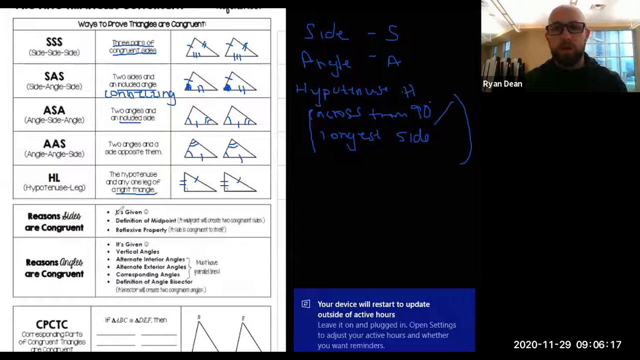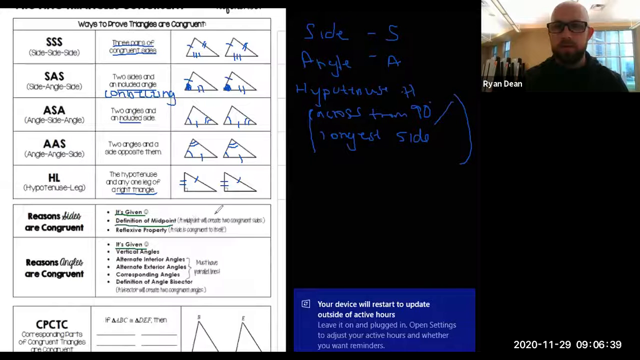Okay, the one reason that both of these share is that it could be a given statement, right? So those are the easiest ones to identify when they give it to you. Okay, another reason that sides can be congruent is the definition of midpoint.